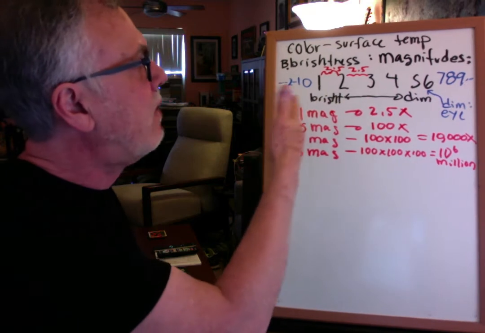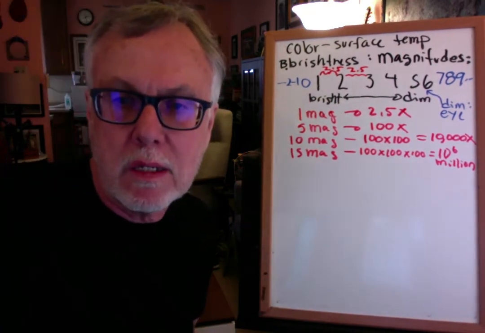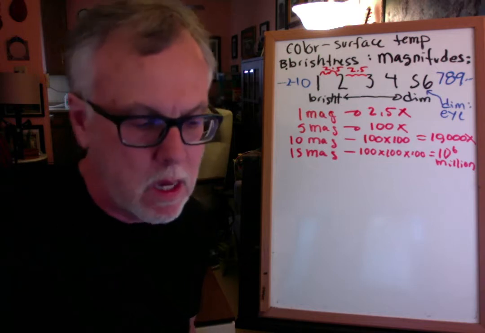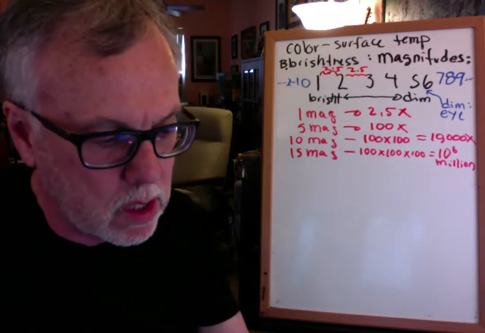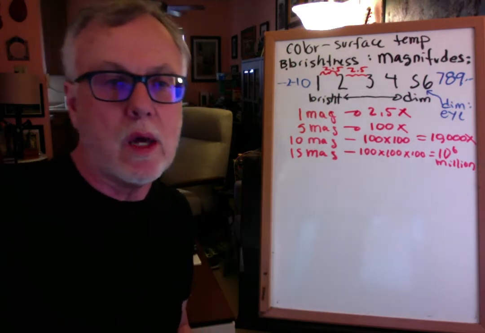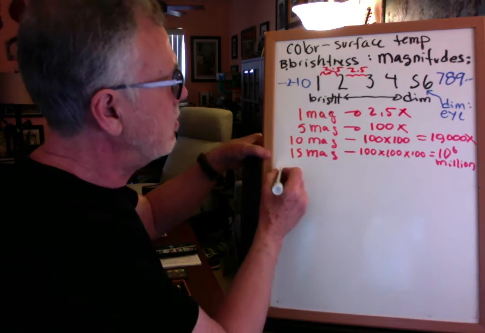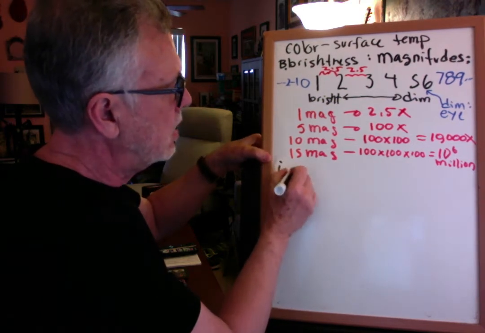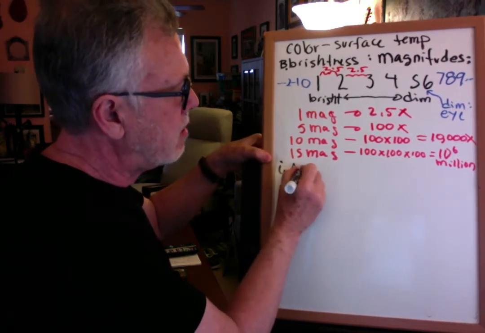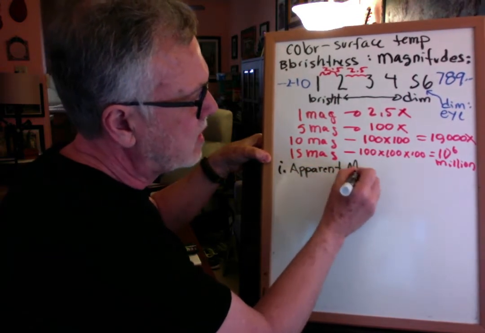So we have this means of assigning numbers to the brightness of stars. And it turns out that we use in astronomy 2 different magnitude scales that are used all the time. So the first scale is what's known as the apparent magnitude scale.